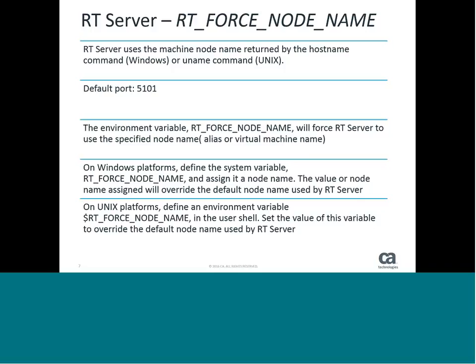So how do we do this? In Windows, administrators can define one system environment variable and assign a value to the RT host node name. Now when the RT server starts, it will listen on the value that is assigned to the RT host node name. A similar thing can be done on non-Windows. Users can define an environment variable RT host node name and assign whatever value they want the RT server to listen on, and start the RT server from the same shell.